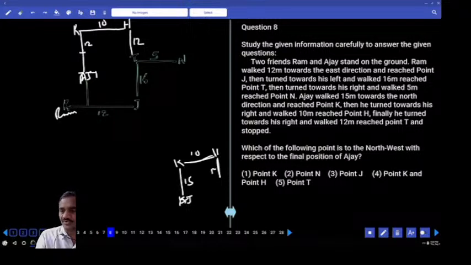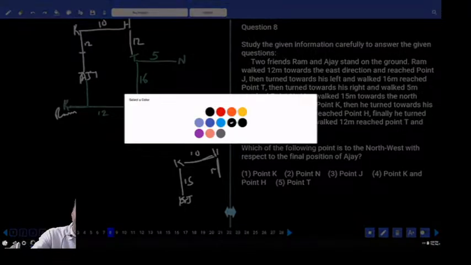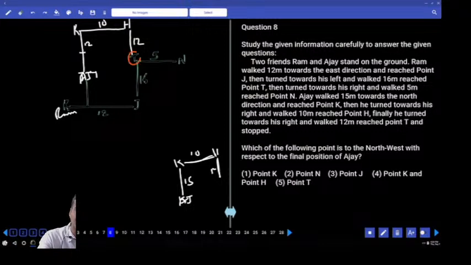And the 8th one: which of the following points is to the northwest with respect to Ajay? With respect to Ajay, northwest. Is there any point to the northwest with respect to the final position of Ajay? Which is the final position of Ajay here? Ajay's final position here, northwest. What is the point? K. That is choice 1, question number 8.